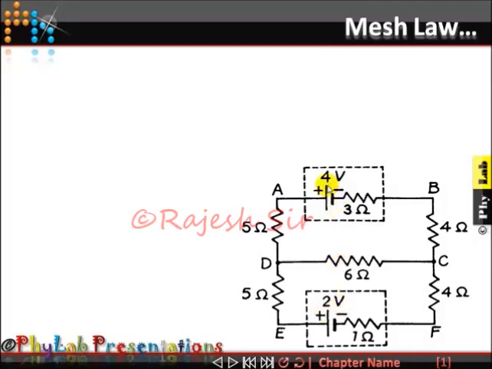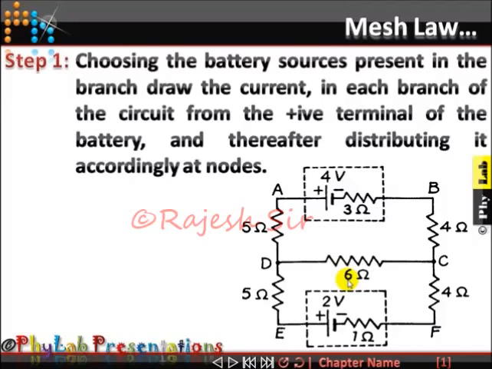The EMF must vary. Here you can see in this problem I've got 4 volt and 2 volt, and there is a mesh. Now let's see how one should apply this law. You should always choose the battery sources present in the branches to draw the current. So here I have a 4 volt battery and a 2 volt battery. I'm going to draw the current from each battery in each of the terminals.